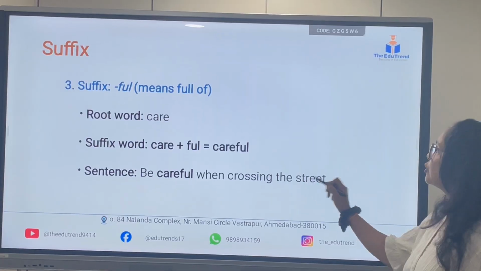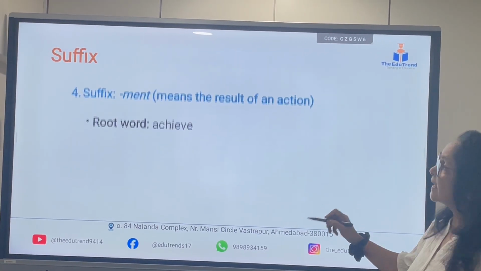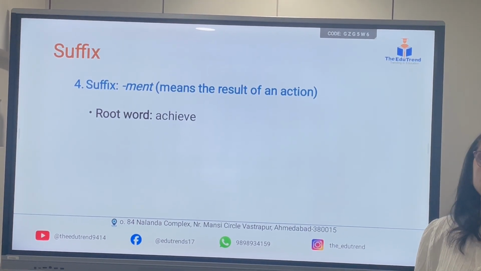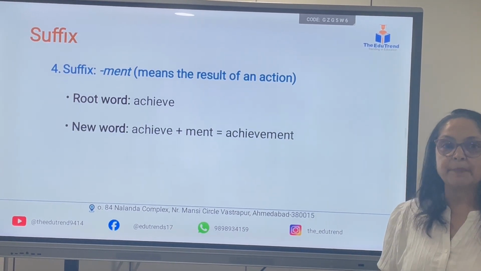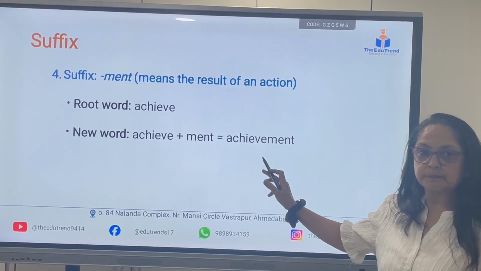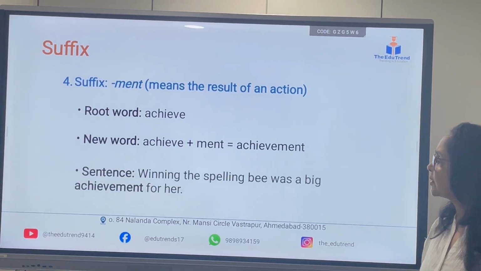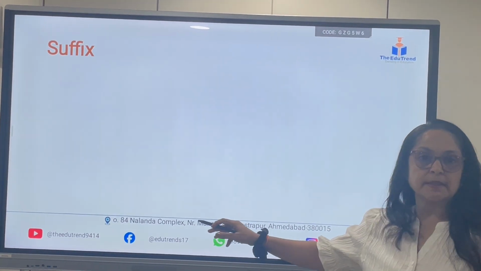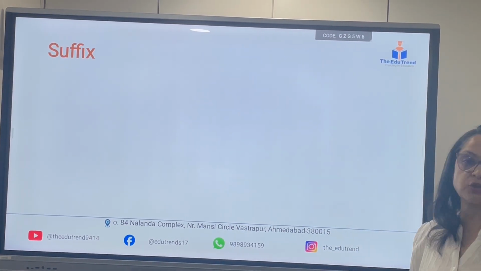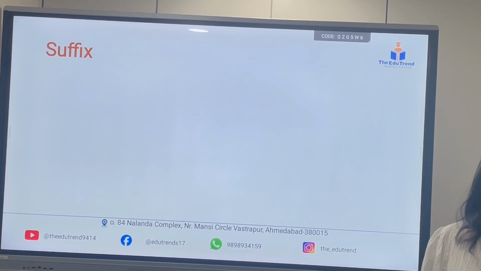Okay, moving on to the next quick word, ment. The root word here is achieve. The new word that we have made is achievement. And the sentence with achievement is, winning the spelling bee was a big achievement. Spelling bee is a competition. So winning any competition must be an achievement.